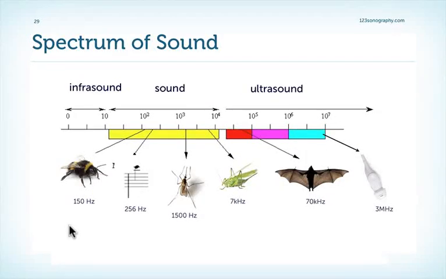Maybe it's easier to appreciate where ultrasound is if you look at this diagram. We have the bumblebee at 150 Hz, the middle C at 256 Hz. Here's the mosquito and the grasshopper. So if you went to discos and you damaged your hearing, you will not hear grasshoppers anymore. Here are the bats. And then finally, somewhere in the range of 3 MHz maybe, is the diagnostic ultrasound.